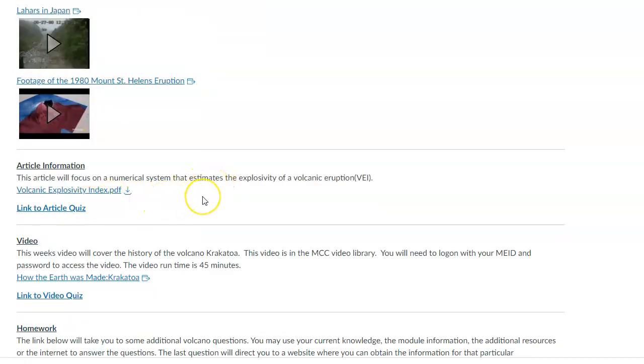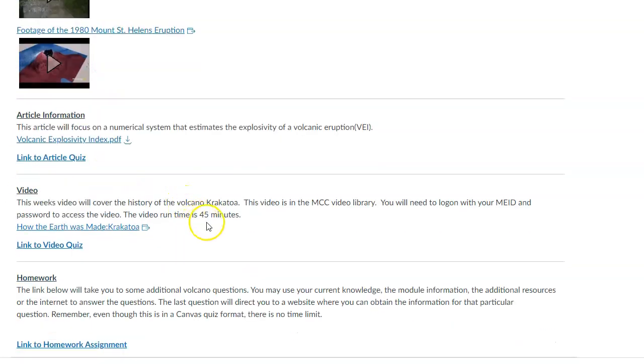For the article this week, there is a way to measure the violence, I guess, of a volcano. And so we call it the VEI, or the Volcanic Explosivity Index. And so there's an article that walks you through that. It's really just about how much material that volcano can put into the air, the atmosphere. So that's what the article quiz will be about.